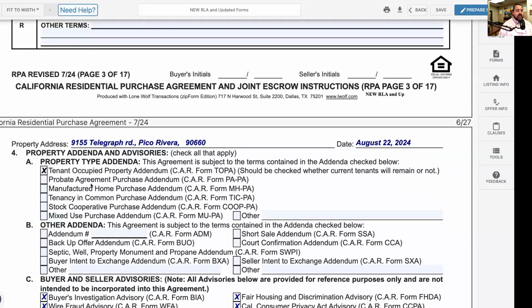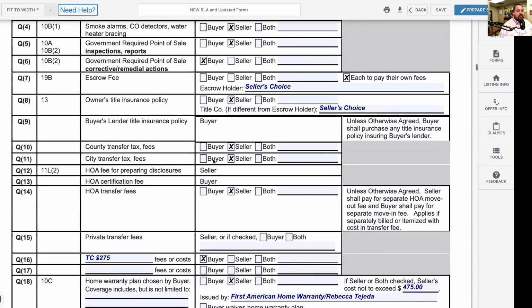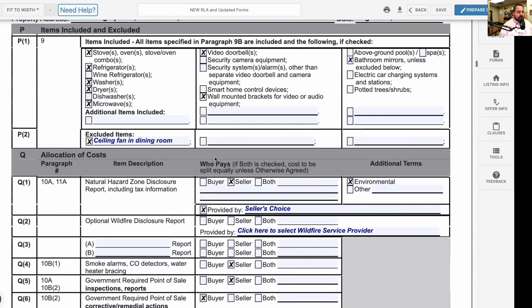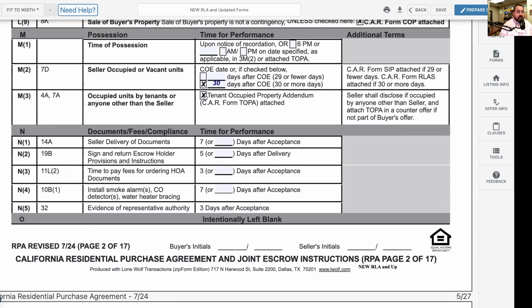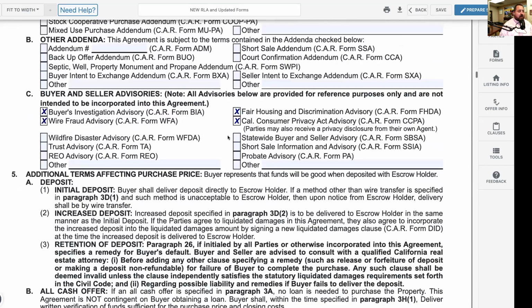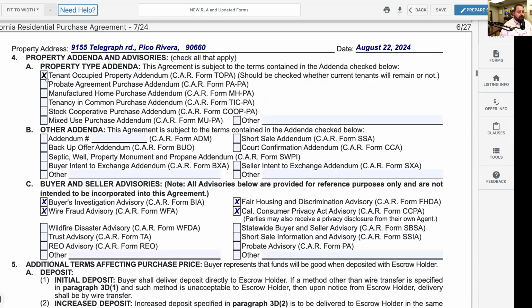So let's look at this. If any of these things need to be attached, this box is going to be checked. As you can see, because earlier in one of the classes, I think 2 weeks ago, we talked about tenant occupied properties, that you have to have the TOPA included. And we checked off that box earlier, so it checked off the box here. So if you went to the tenant occupied property addendum and checked the box, it has added it already for us here. Okay, so that's already been added.